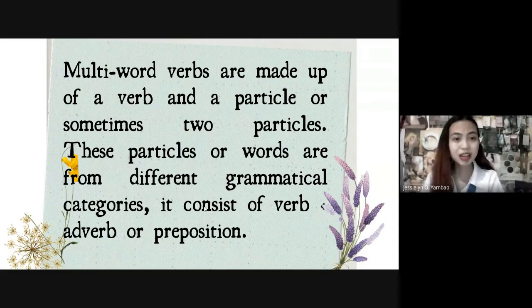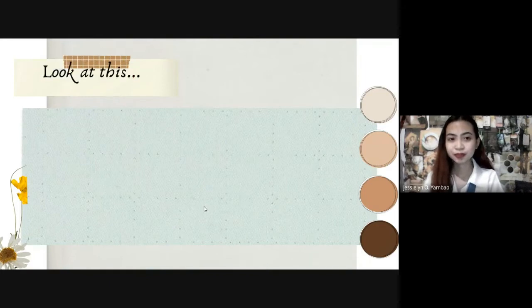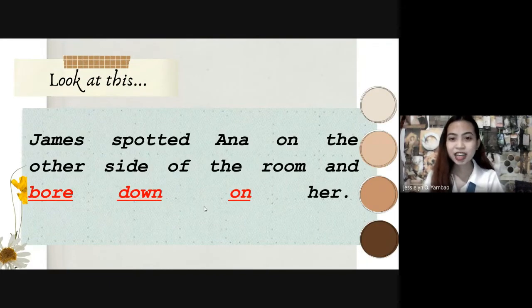Multi-word verbs are made up of a verb and a particle, or sometimes two particles. These particles or words are from different grammatical categories. It consists of verb, adverb, or preposition. Let's look at this example. James patted Anna on the other side of the room and bore down on her. Notice that the adverb or preposition directly comes after the verb. As Ricky mentioned earlier, bore is a verb, down is an adverb, and on is a preposition. Let's try another example.